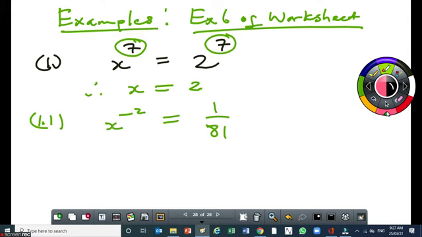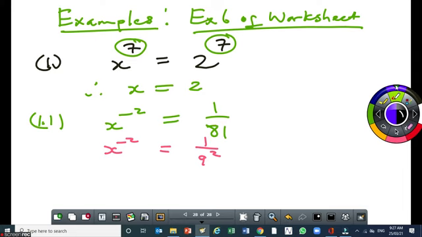So to do that, I write my next step as x to the power of negative 2 is equal to 1 over 9 squared. I hope all of you are aware that 81 is the same as 9 squared. Then I use definition number 2, which says x to the power of minus n is equal to 1 over x to the power of positive n.